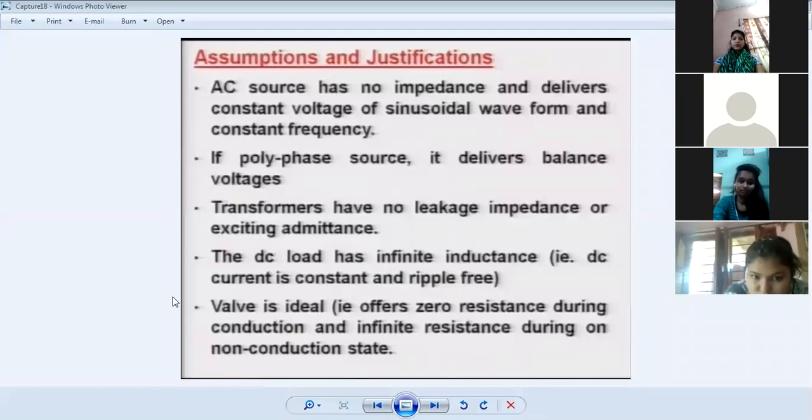And infinite resistance during the non-conducting state. So the valve is kept ideal, in that it offers zero resistance during the conduction period, and it offers infinite resistance.